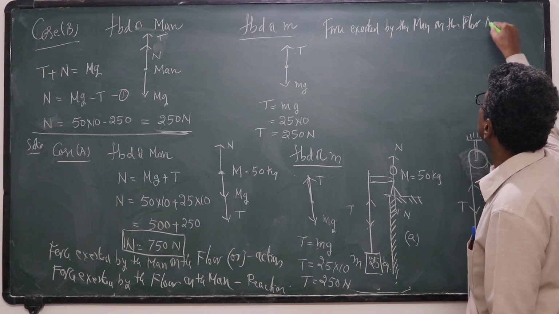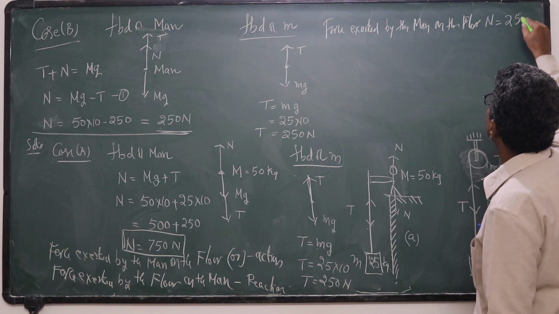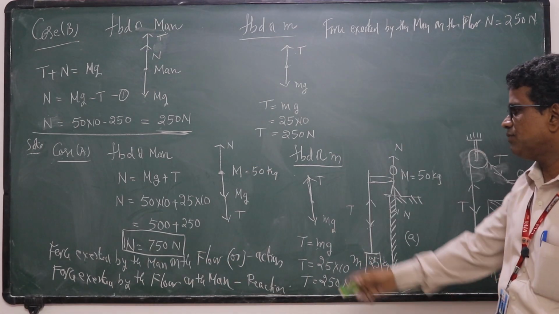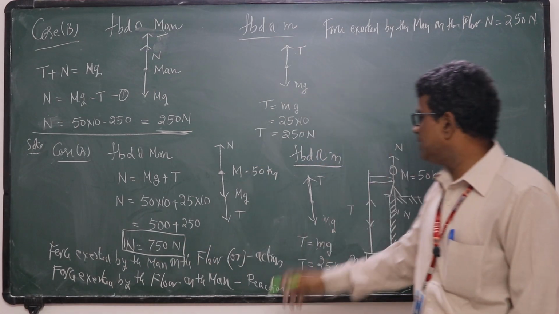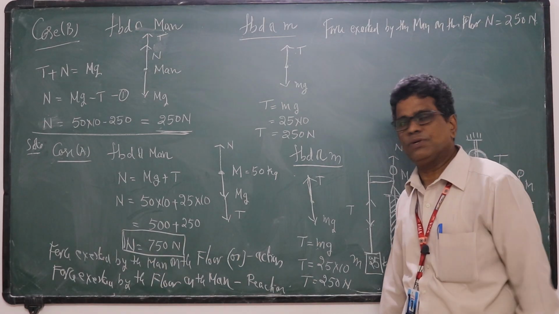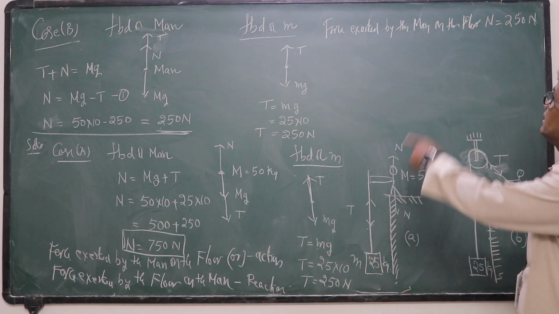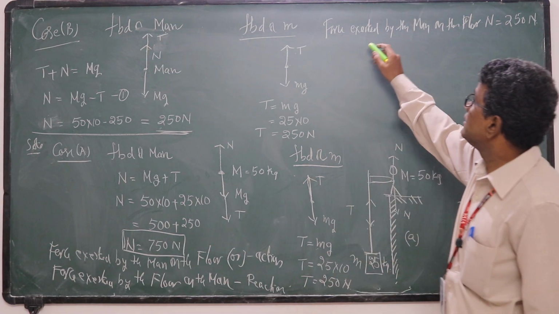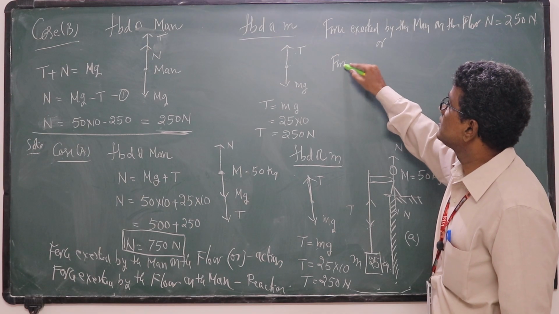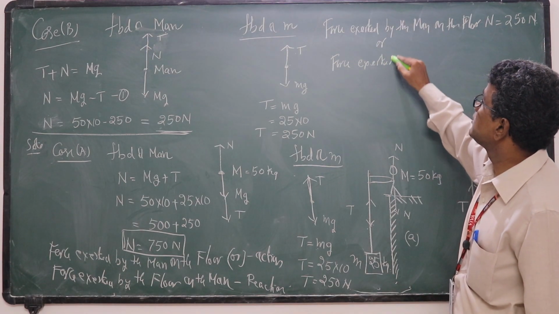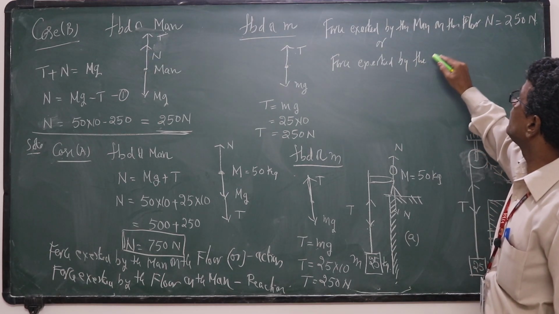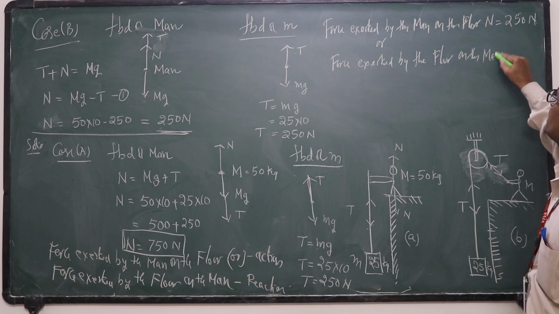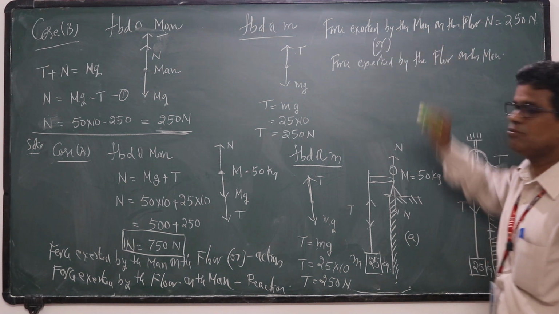N is equal to 250. It is less force than in case 1. In case 1, the man applies a force of 750 newtons, but it yields at 700 newtons only. But here the man exerts a force on the floor of 250 newtons only, so it does not yield. So the force exerted by the floor on the man is also the same. This is R, both are same.